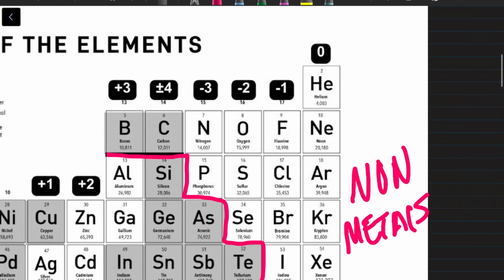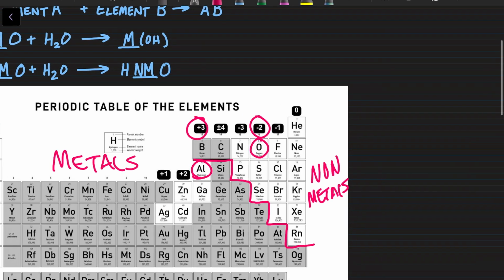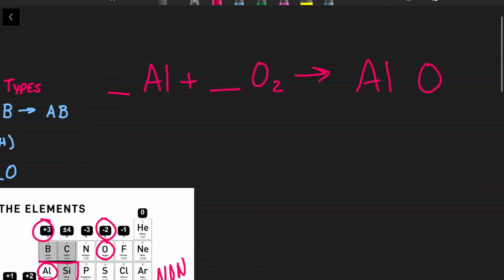So the next thing we're going to do is look up the ionic charges for aluminum and for oxygen. So we have a +3 and a -2 for oxygen. So we bring it back up here, write them down, and then we are going to crisscross them. So that 2 is going to go in front of the aluminum, and the 3 is going to go in front of the oxygen. And then next, we just got to make sure that they are balanced.